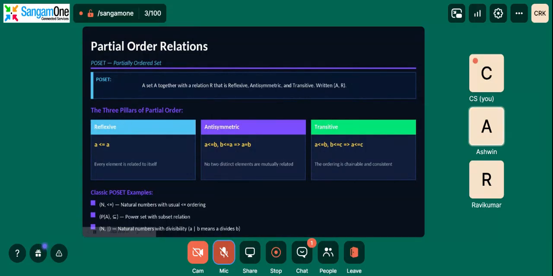The three pillars of partial order are reflexive, antisymmetric, and transitive. If you forgot, you can see the conditions here. The classic poset examples are natural numbers with the usual less than or equal to ordering, then the power set with the subset relation, and natural numbers with divisibility, where a divides b means a divides b.